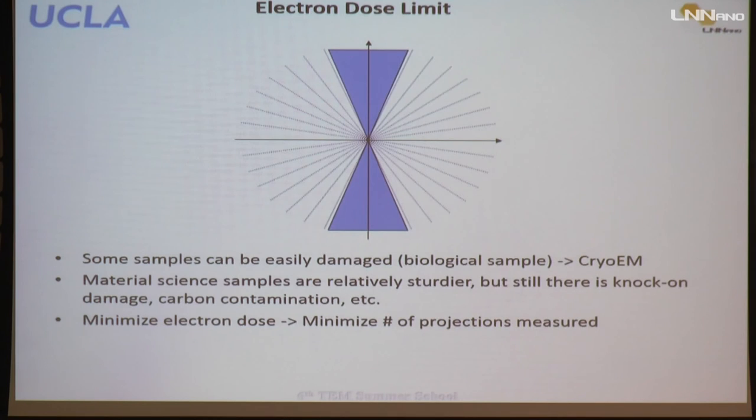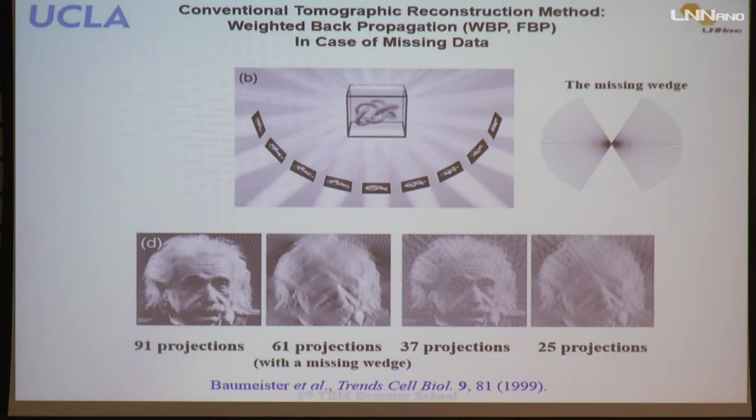Materials science samples are relatively sturdier, but still there are carbon contamination problems and knock-on damage everywhere. So you have to minimize electron dose, and that also means minimizing the number of projections, so there is a lot of missing data. You cannot completely fill even the measurable angle range. With fewer projections, the quality of the reconstruction quickly degrades. This is the usual filtered back projection on a nice ball of Einstein. With 91 projections, you get the original object quite well. But with 61, 37, 25 projections, filtered back projection gives a much worse result. So this is a problem.